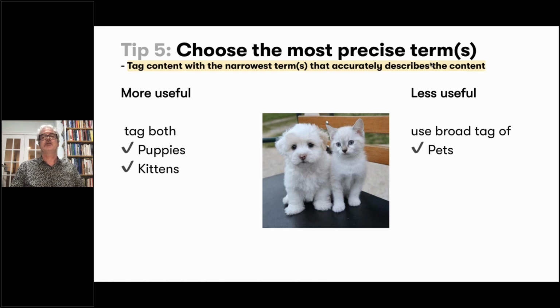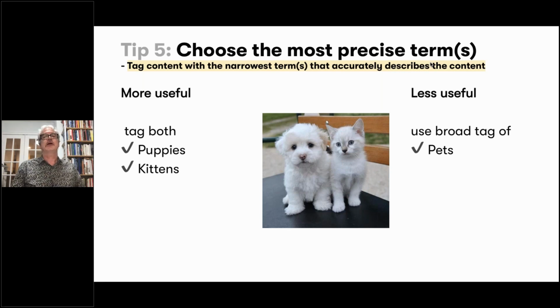Now, logically, you could tag it just saying pets. And it's logically correct, but it's not as useful to do that. We don't really know what kind of pets are in this item, and we don't know if it's a goldfish, for example. So it really is helpful to use the most specific terms that are accurate.